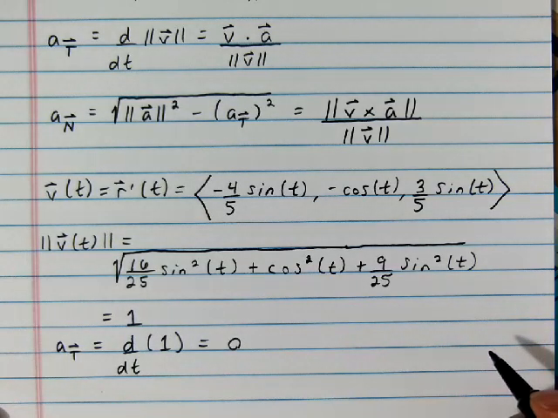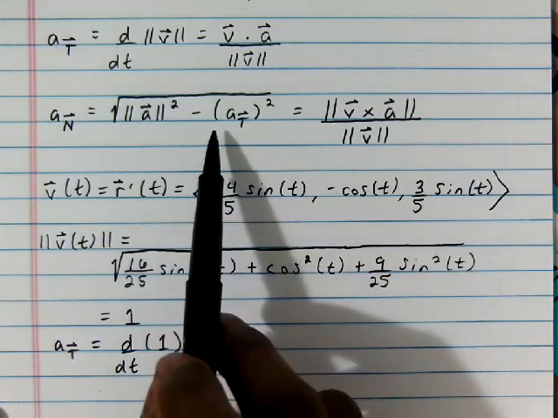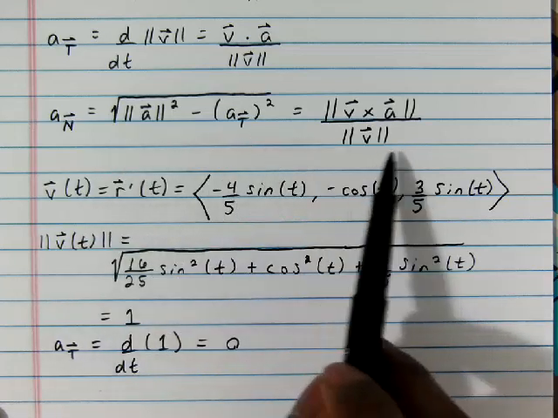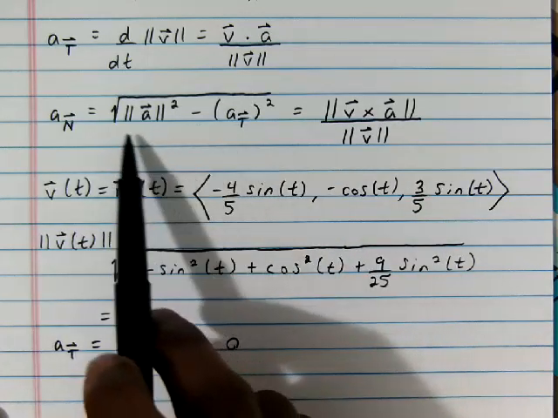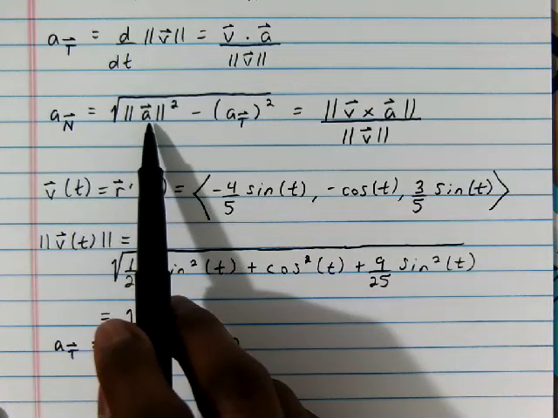So there's our a sub t. Now we need to find the normal component of acceleration. So we have the option of using this formula or that formula. If we use this formula right here, we still have to find acceleration, find its magnitude.